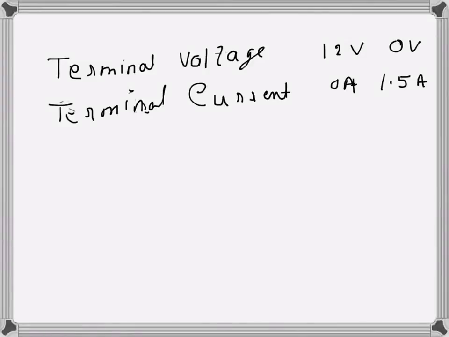For a two-terminal resistive network, these sets of measurements are available. We need to find the Thevenin's equivalent for the network. The two terminal voltages that are measured are 12 volts and 0 volts. When the terminal voltage is 12 volts, the current is 0 amps, and when it's 0 volts, it's 1.5 amps.